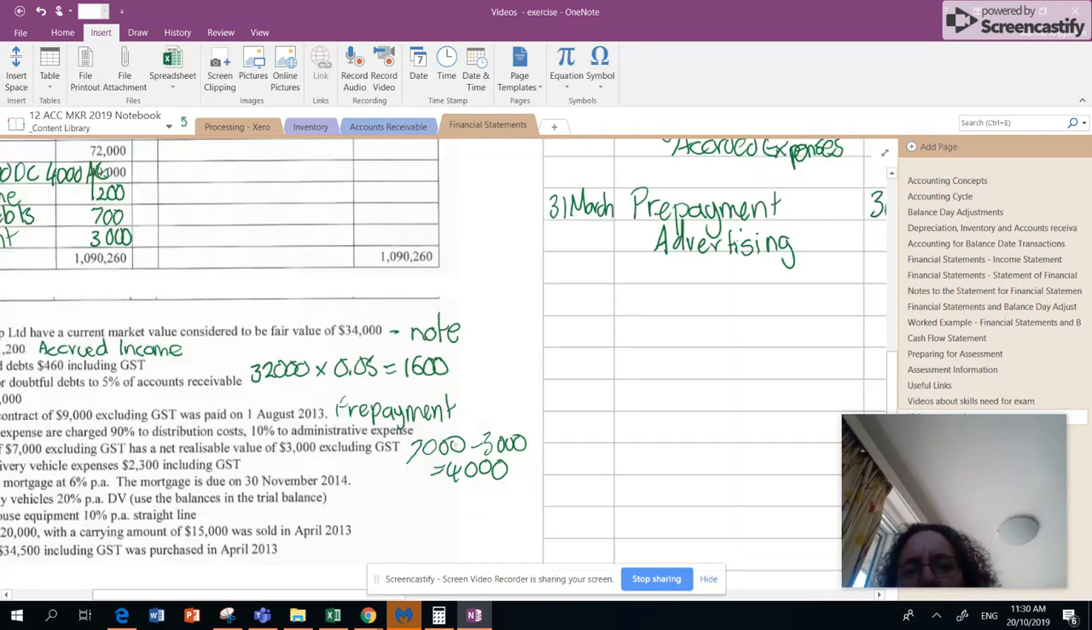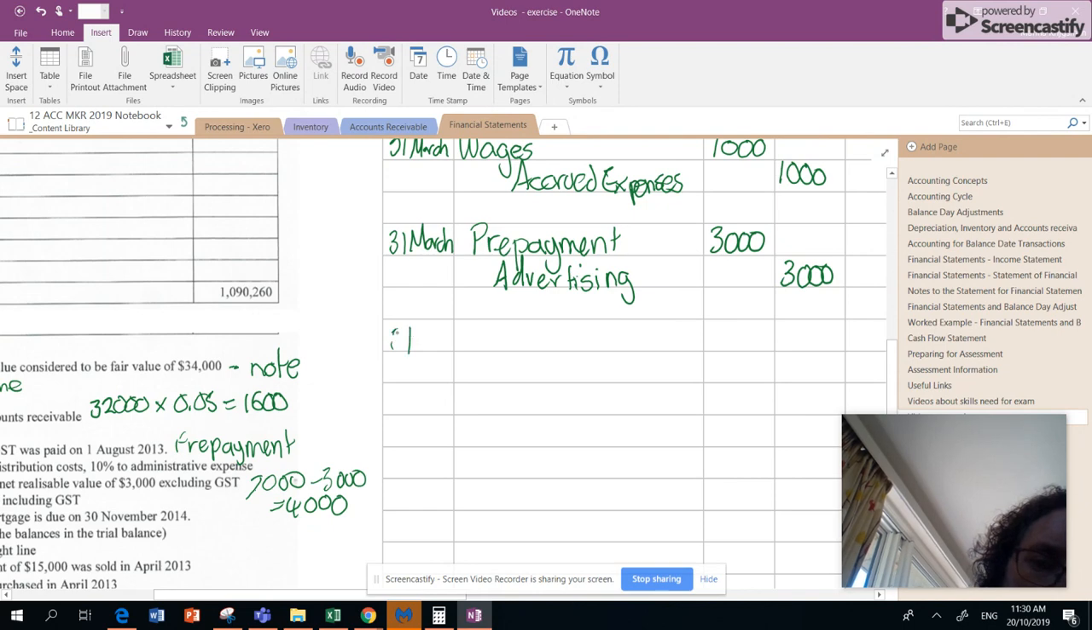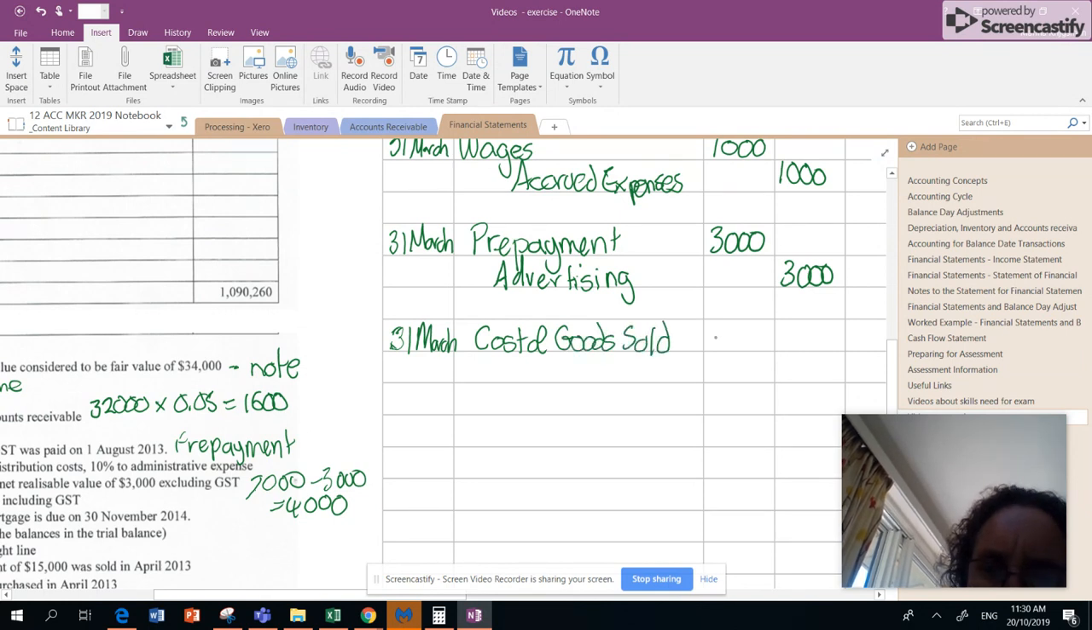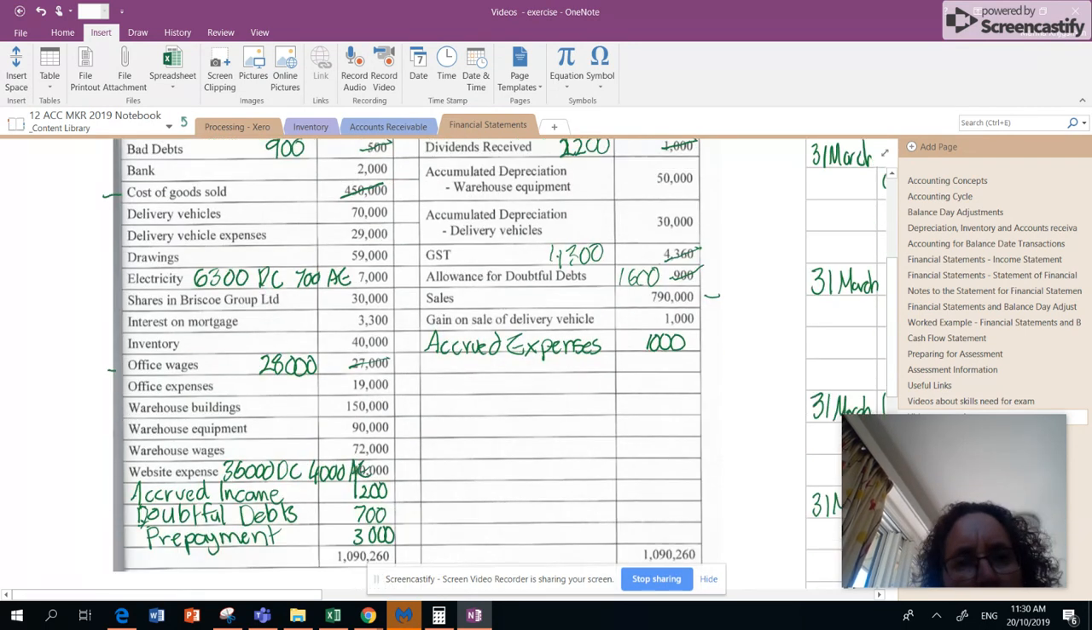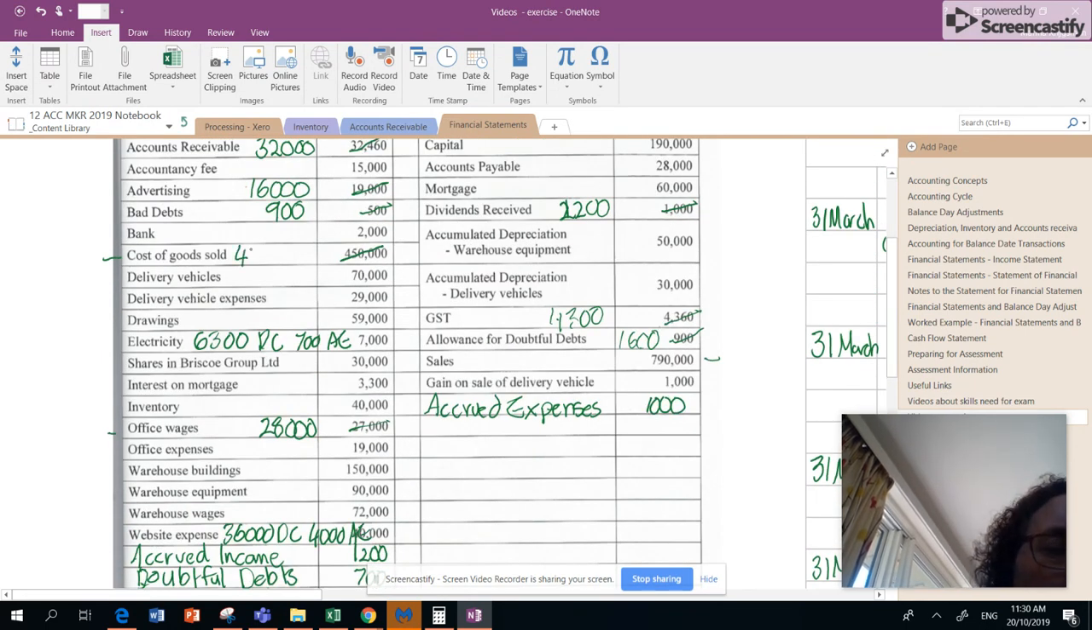So our journal entry for net realizable value decreasing is going to be debit cost of goods sold, because that's our expense, 4,000. Credit the inventory because we want the inventory to go down 4,000. Okay, so in our trial balance, we're going to increase our cost of goods sold by 4,000. And we're going to decrease our inventory by 4,000.